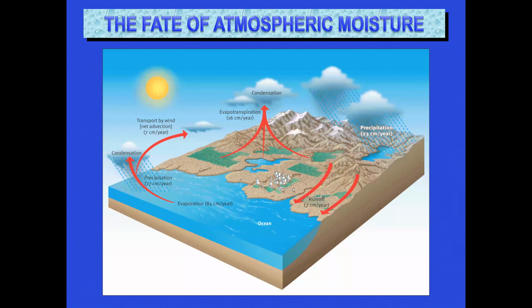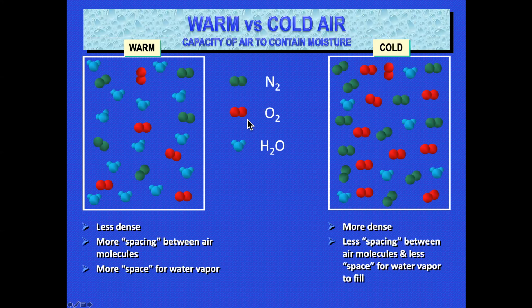You'll know about the fate of moisture: evaporation, precipitation, condensation, and then that term that we discussed last week, evapotranspiration. The idea of warm versus cold air and the ability to contain or hold moisture. If you think about a warm air parcel versus cold air, in cold air everything's more dense and packed together, so there is less space for H2Os.